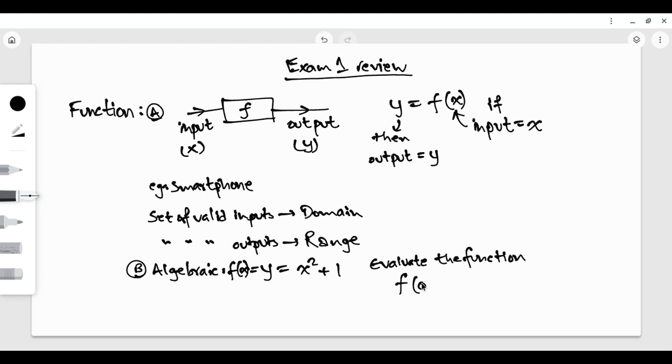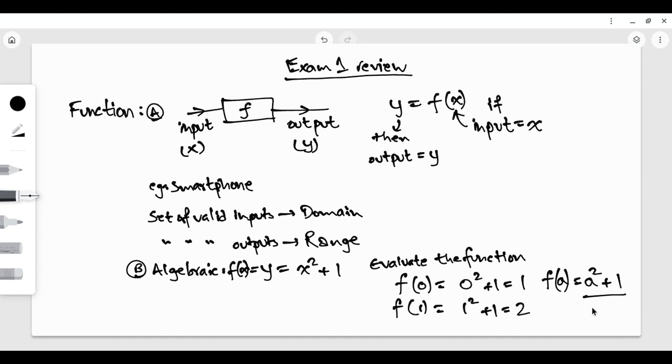So for example, for f of 0, you replace x by 0 and you see what the output is. Similarly, f of 1 would be 1 squared plus 1, which is 2. Now I can plug in any input. I can ask you what f of a is, and you just replace x by a. In this case, you leave it as a squared plus 1 because it's not a number, so you cannot combine them.